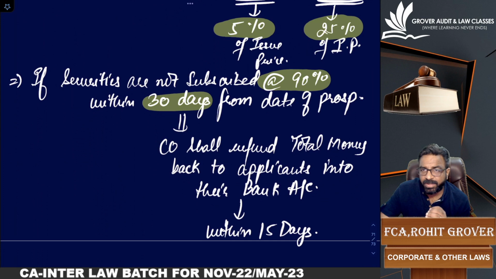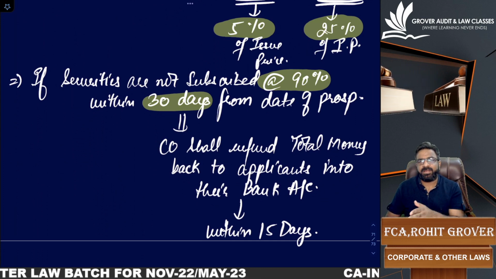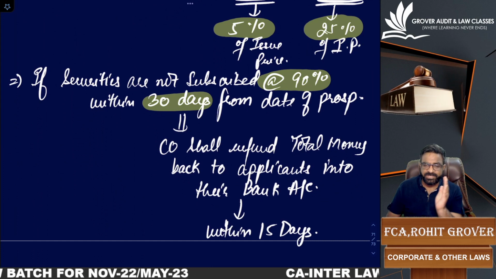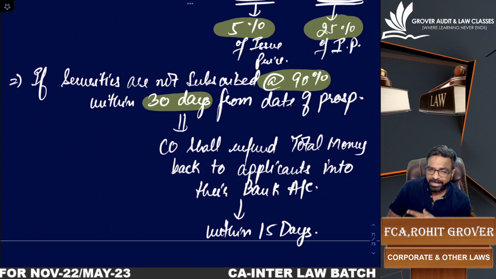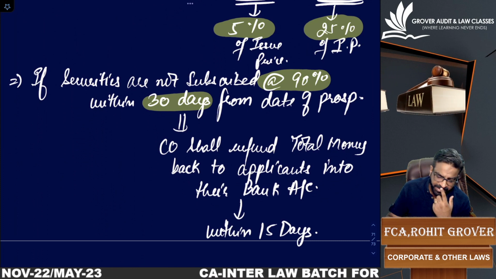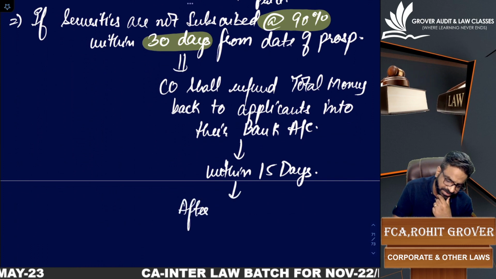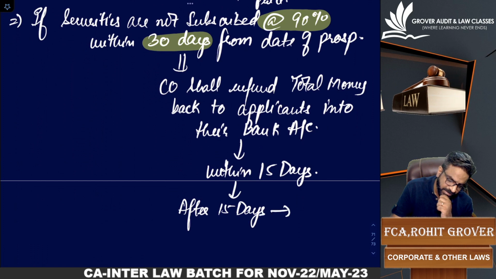Did you all understand the concept, everyone? If the securities are not subscribed at the rate of 90% within 30 days from the date of prospectus, the company has to start refunding their money back to the applicants into their bank account within how many days? 15 days. After 15 days, you all know the interest penalty. After 15 days, 15%.